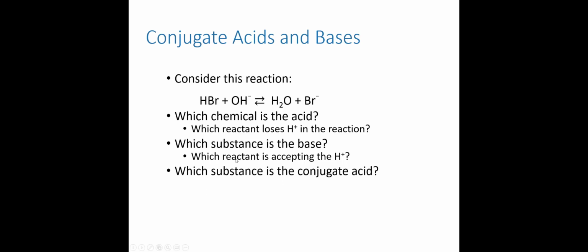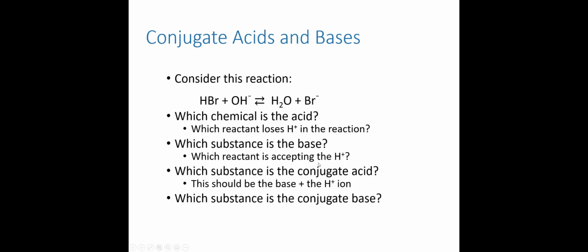Which substance is the conjugate acid? The conjugate acid is essentially the base plus the proton. So our base here gained a proton and made water. That means this is the conjugate acid, because if the reaction were to go backwards, it would lose that hydrogen again. So it would be acting like an acid.